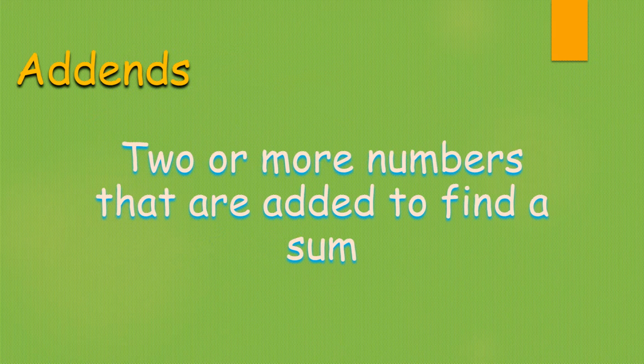First, addend. Two or more numbers that are added to find a sum. Example, we can take 3 plus 4, right? 3 plus 4, we get 7, right?